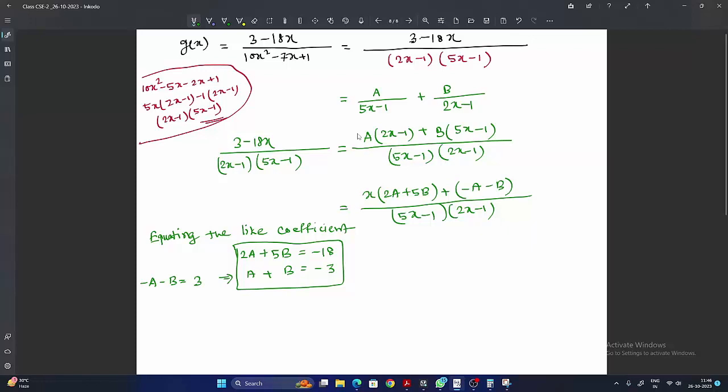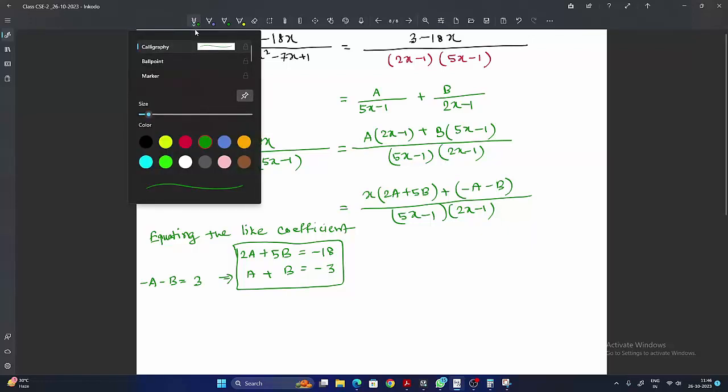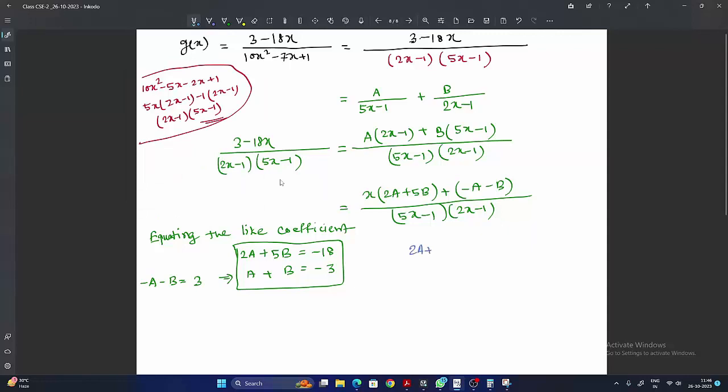So how to solve it? What are the values after solving? So 2a plus 5b is equal to minus 18, and 2a plus 2b will be minus 6, and then subtracting, you will get 3b is equal to minus 12. So b is equal to minus 4, and what will be the value of a? From here a will be minus 3 plus 4, that means a is equal to 1. So a is equal to 1 and b is equal to minus 4, that is the value of a and b.